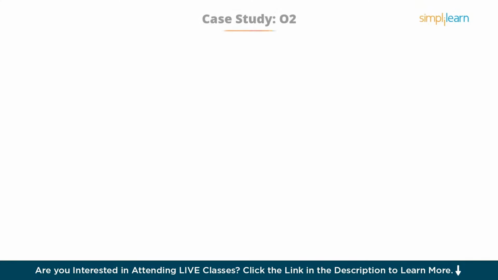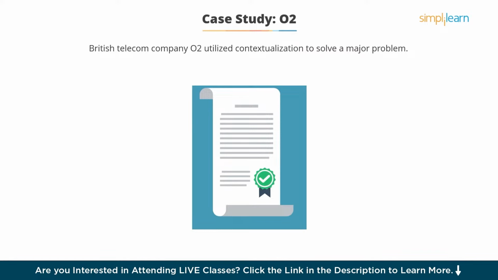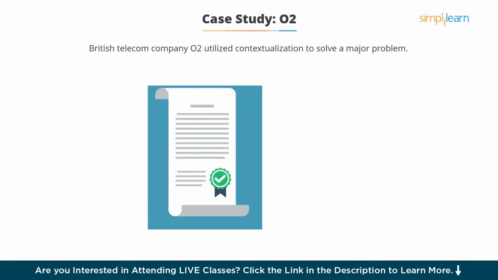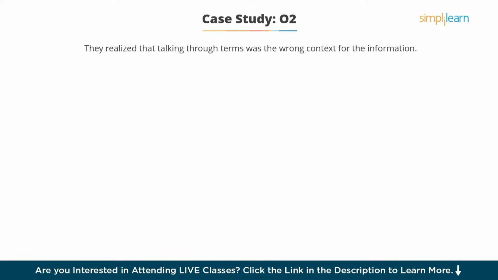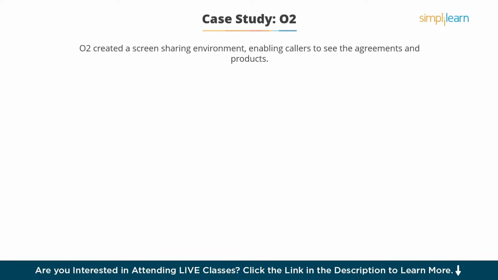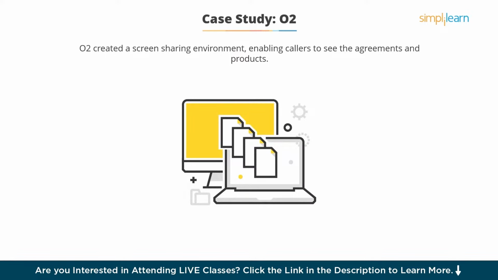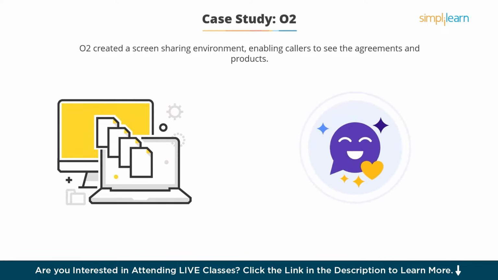Case study: O2. As an example of contextualization, British telecom company O2 utilized contextualization to solve a major problem. 40% of their call center interactions required agents to read through contract terms and agreements, as well as explain product options. This resulted in low sales and high abandonment. They realized that talking through terms was the wrong context for the information. People needed a visual component to see and maybe read for themselves if they chose. O2 created a screen sharing environment in their call center. It enabled callers to see the screen and see the agreements and the products. They could choose upsells and walk through the process themselves. The change was a dramatic success, as it increased customer satisfaction, retention, compliance rates, and sales. And most importantly, it reduced drop-off rates by more than 30%.